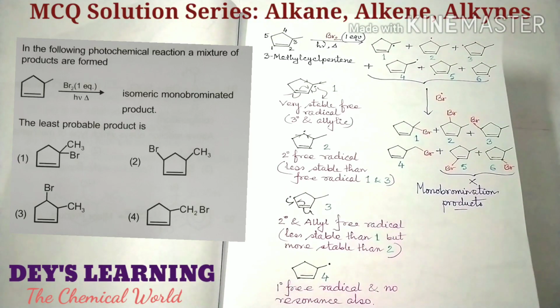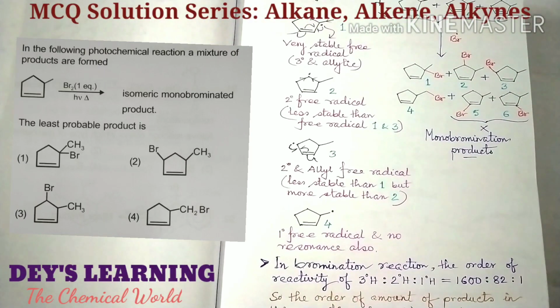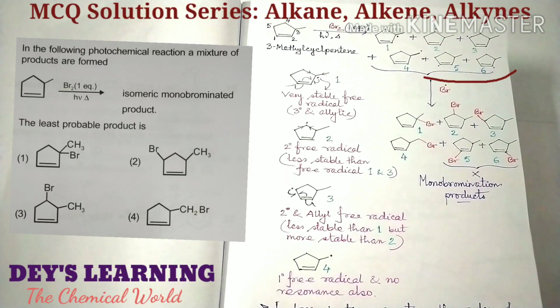Look here, in free radical 4, this is a 1-degree free radical and no resonance is involved. So free radical 4 is relatively the least stable among the 4 free radicals. And look here, in free radicals 5 and 6, these free radicals are very unstable because these are vinylic free radicals. The two carbon atoms are double bonded. So 5 and 6 free radical formation is virtually impossible, right?